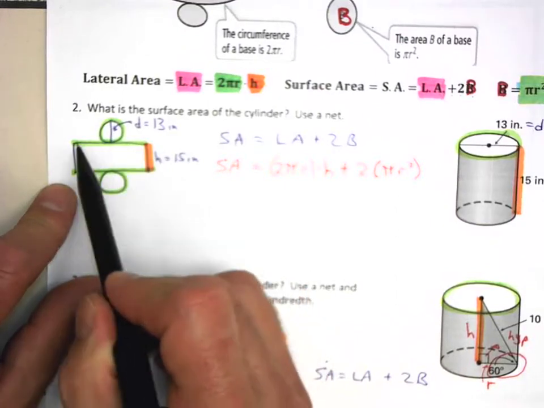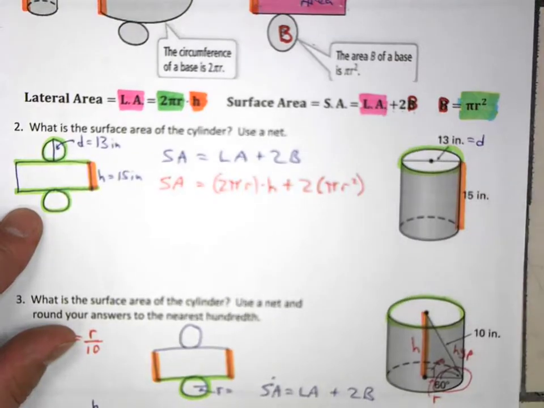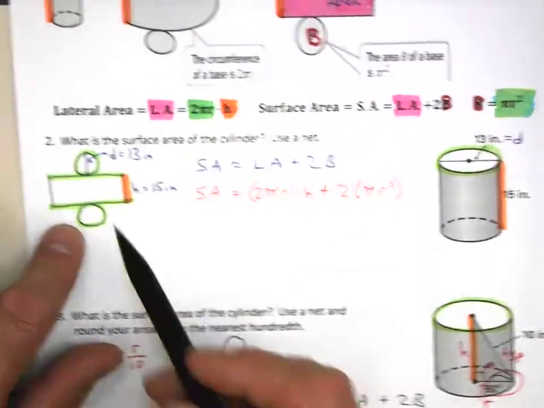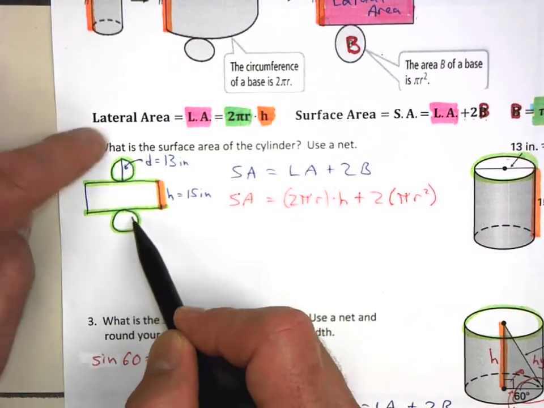This rectangle, and then you ask yourself, how many bases do we have? In this case, we have 2. So let's draw your bases. And what are the shapes of your bases? These guys are circles, so we put a circle up on top and bottom.